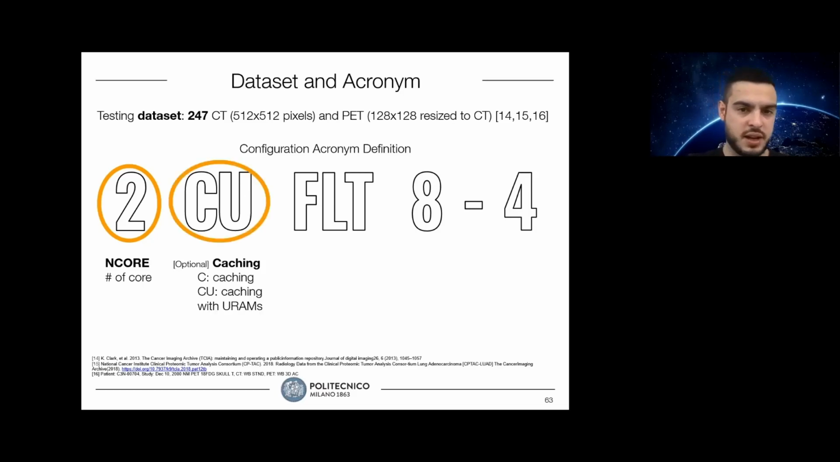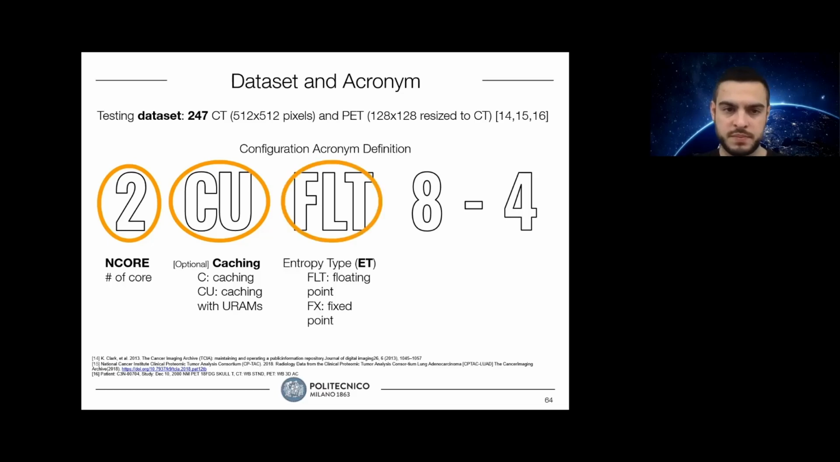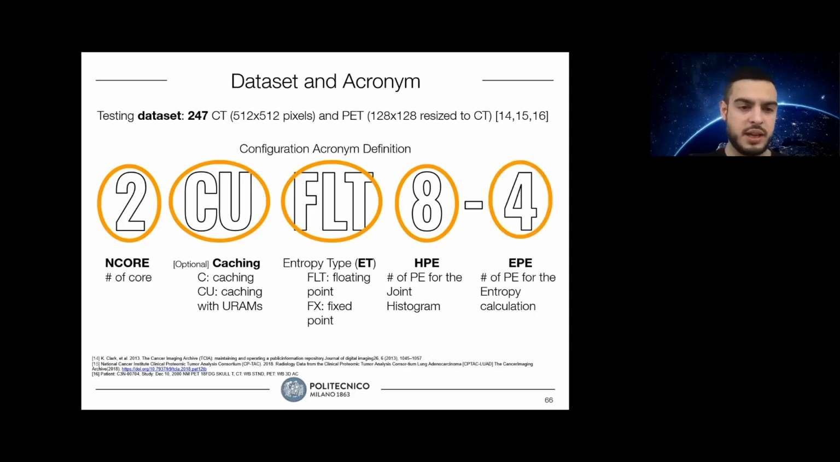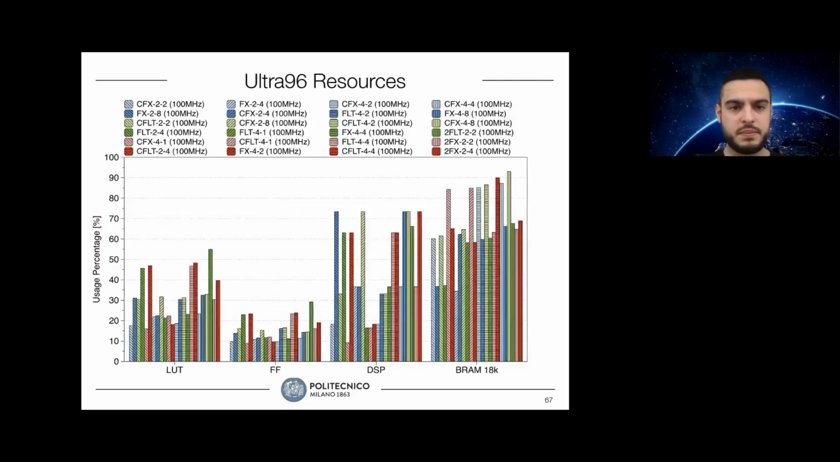Then we may find if the architecture employs caching or not, which kind of data type we employ for our entropies, how many processing elements for the joint histogram, and how many for the entropies. We will mainly analyze the Ultra 96 and the Alveo U200 as representative results of 2 different device classes. In this chart, the utilization of Ultra 96 shows that our accelerator is mostly demanding for VRAM and DSPs.